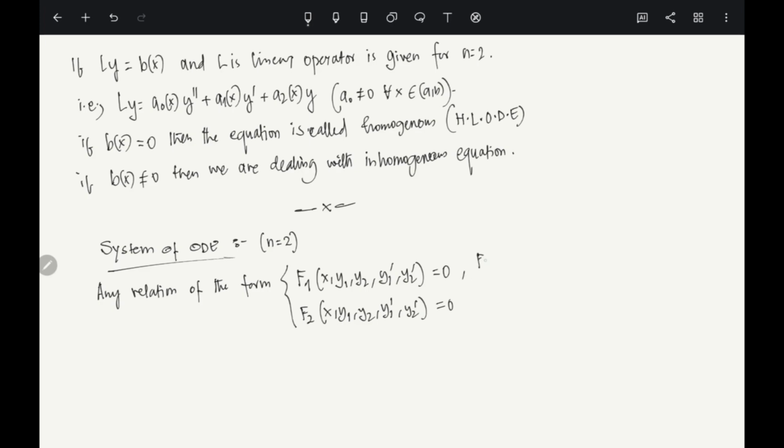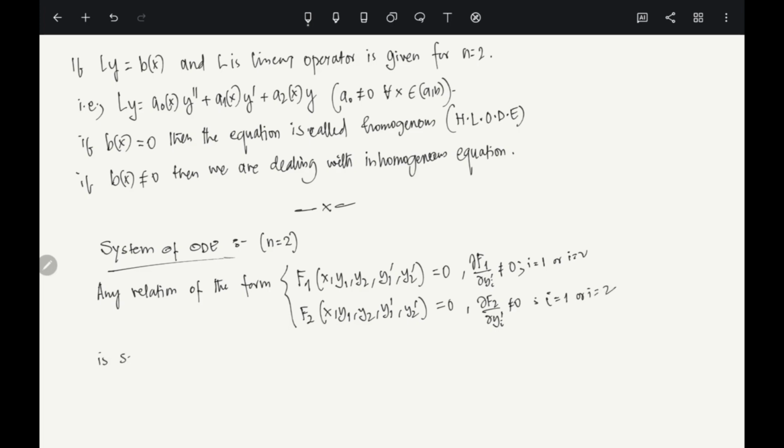Here I will assume that del f1 del y_i is non-zero for either one of the i's. So basically i equals 1 or i equals 2, that is non-zero. So basically it should be dependent on at least one derivative. And again same here, the f2 derivative with respect to y_i should not be 0 for i equals 1 or i equals 2. Okay.